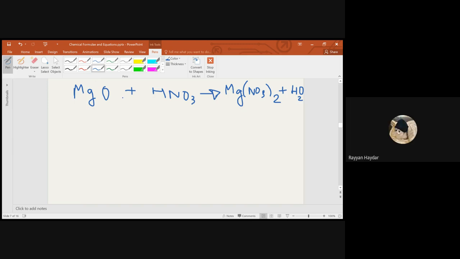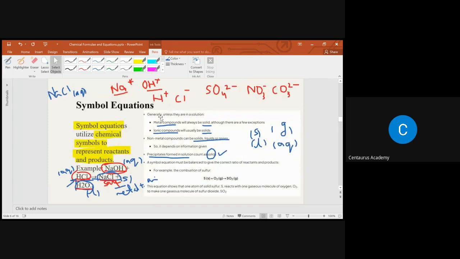Gas. No. What is magnesium oxide? This is an ionic compound. In the last one, we studied that ionic compounds are usually solids unless otherwise written, such as being dissolved in water or anything else. So this is an ionic compound.